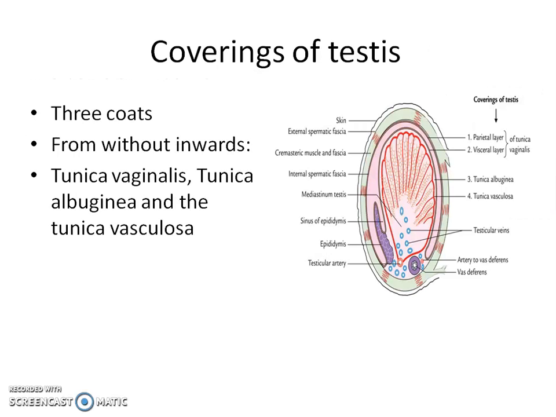Now let us see what are the coverings of testis. The testis is covered by three coats from without to inward, from outside to inside. They are Tunica Vaginalis, Tunica Albuginea and Tunica Vasculosa.